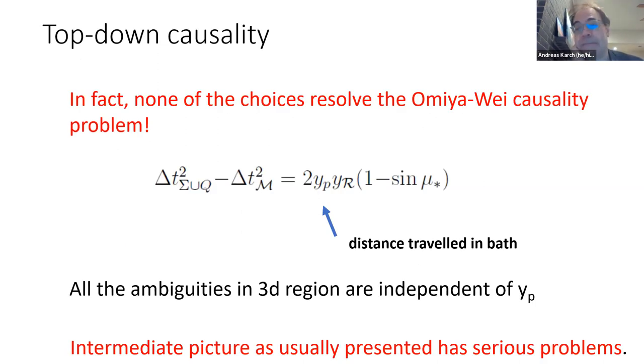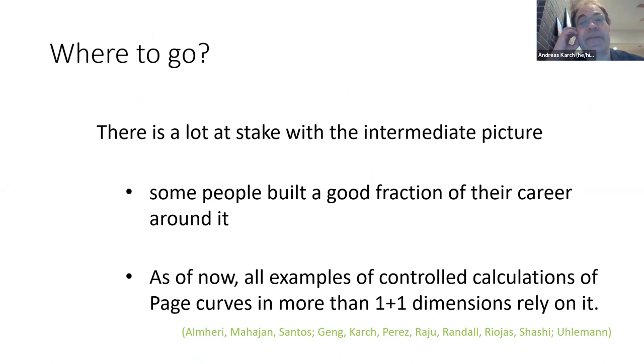You could say, well, let me look at this causality puzzle and see how it could be solved. In fact, no matter what choice you make, there's no way to just identify a slice or an average slice and solve the causality puzzle. You find that it's exactly this fact that the shortcut depends on the distance traveled in the bath that tells you, no matter how you define this y_R, which is basically what all these different choices of picking a point or picking an average would boil down to, you can always make y_P big enough. If you observe far deep down the bath, none of these choices make any difference. You always end up with the same causality violation. So the intermediate picture as usually presented seems to have serious problems from the point of view of the top-down geometry. So you might think, forget about it, right?